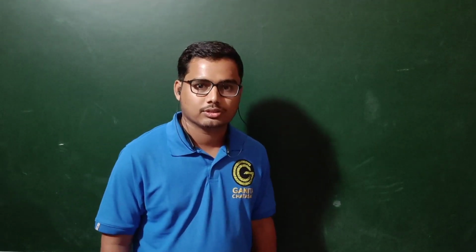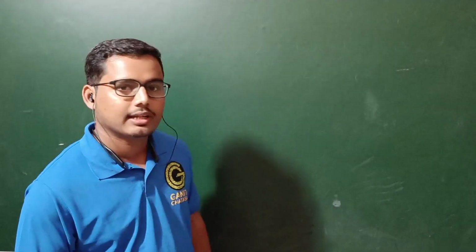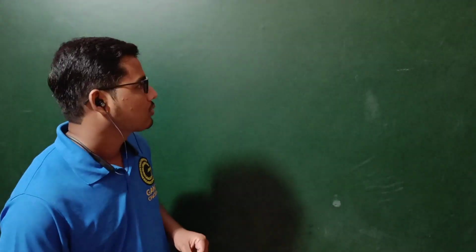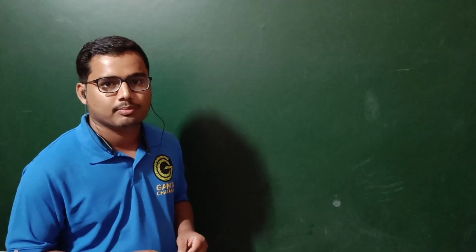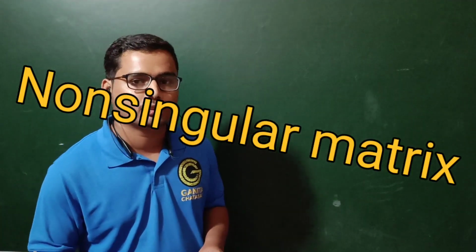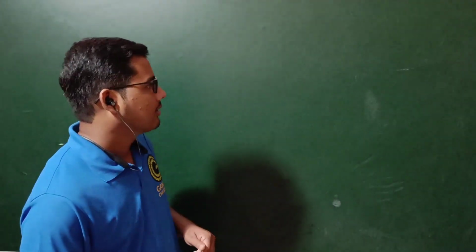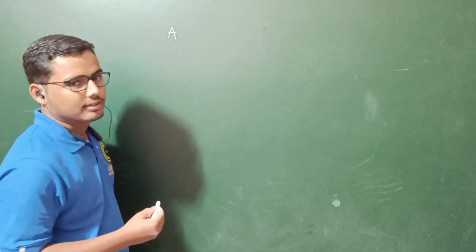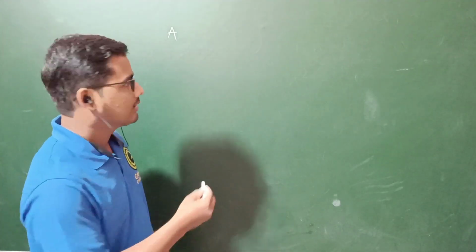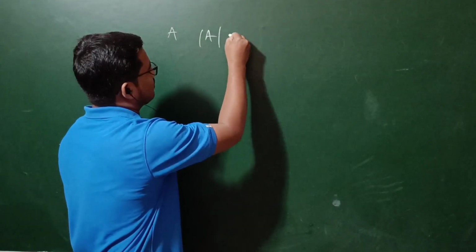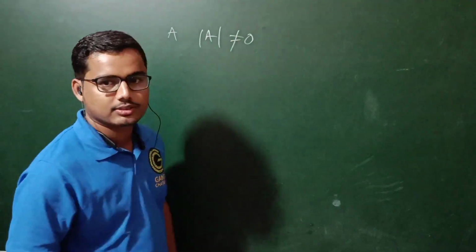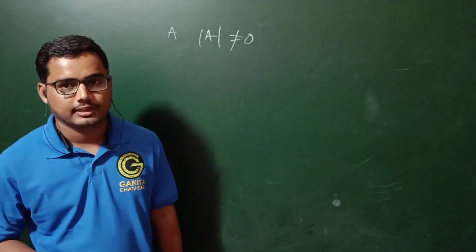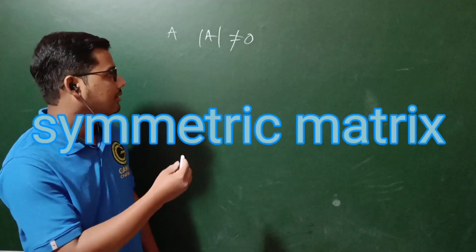Today we want to discuss different types of matrices and their mathematical form. So I will first discuss the non-singular matrix. What is a non-singular matrix? Suppose A is a matrix. If its determinant is not equal to 0, then it is called a non-singular matrix.